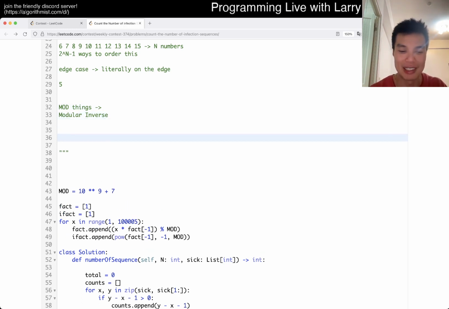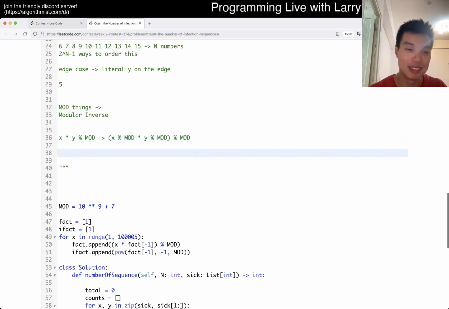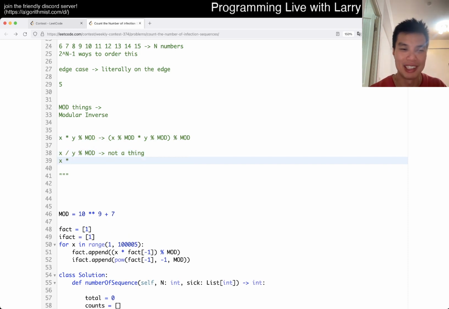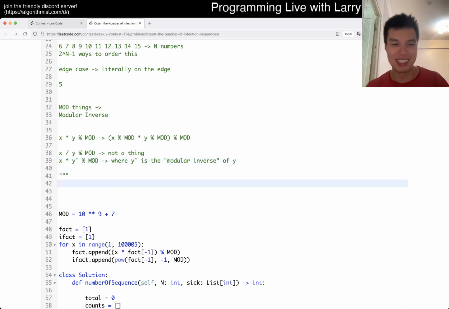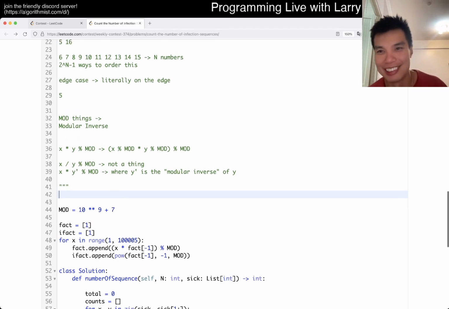Because basically the idea is that under mod, you could do x times y mod is x mod times y mod, something like this, right? But division is not a thing. You have to do something called x times y prime mod, where y prime is the modular inverse of y. So that's basically the idea. I'm not gonna go over it. This requires too much math for me to go over, even on a good day.